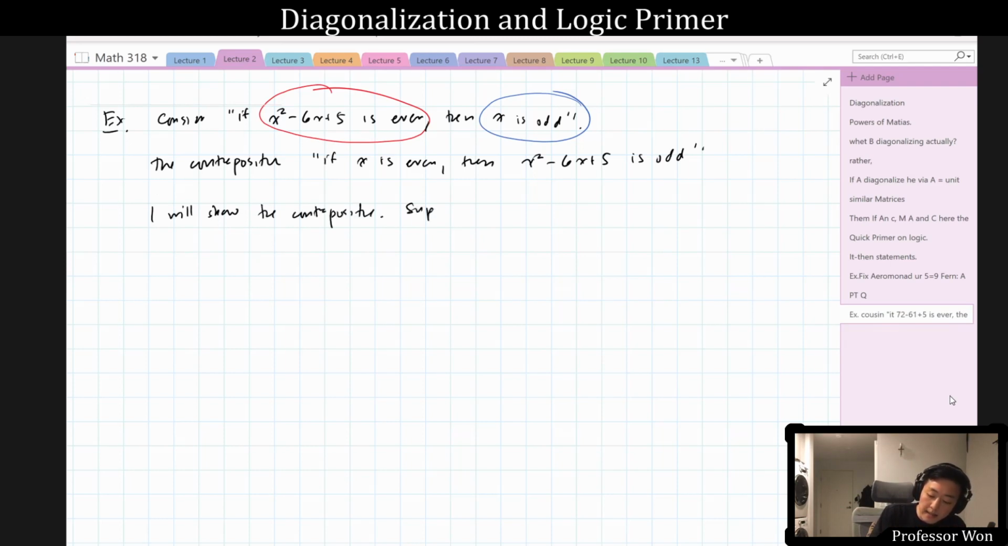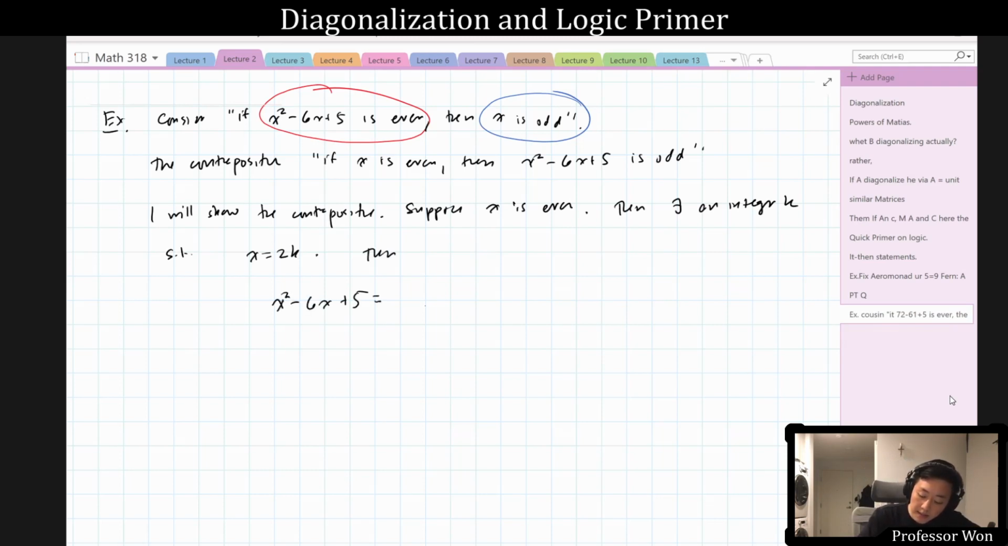Okay, suppose x is even. What does that mean? That means there exists an integer k such that x is equal to 2 times k. Every even number is just 2 times some other number. Okay. Then x squared minus 6x plus 5 is the same thing as (2k) squared minus 6 times 2k plus 5. That's just by a substitution. Which is the same thing as 4k squared minus 12k plus 5. Which is 2 times (2k squared minus 6k) plus 5.